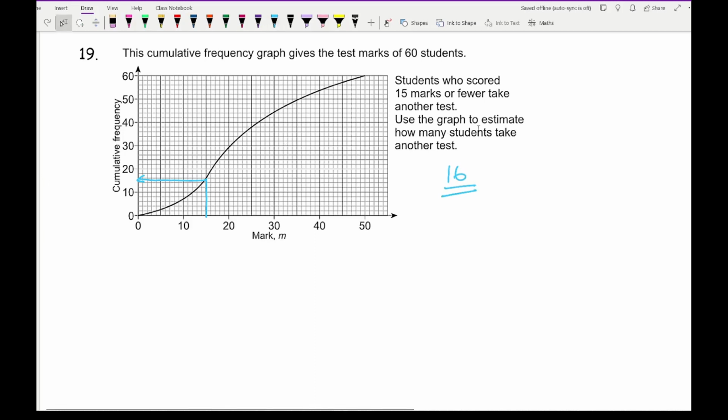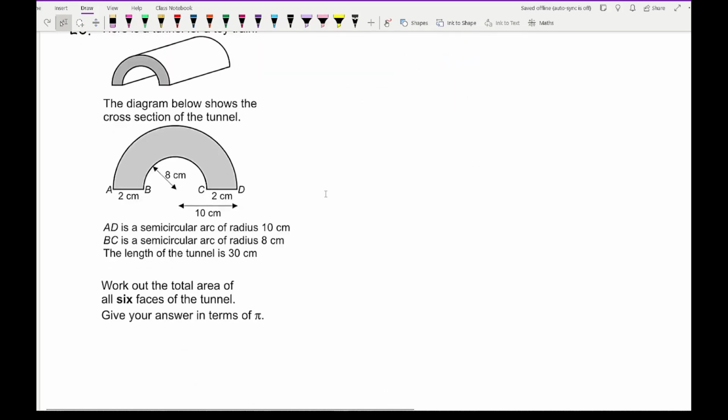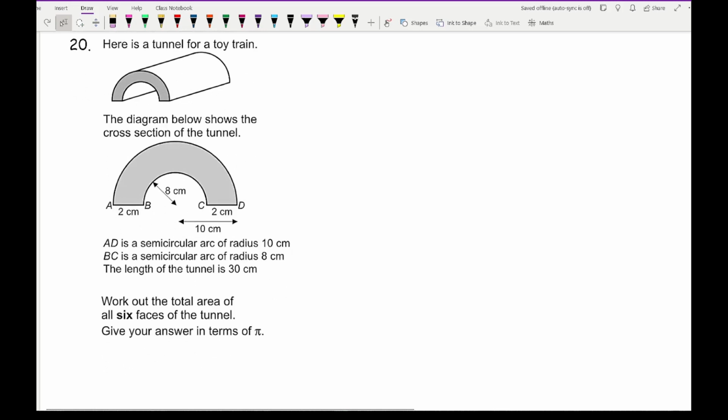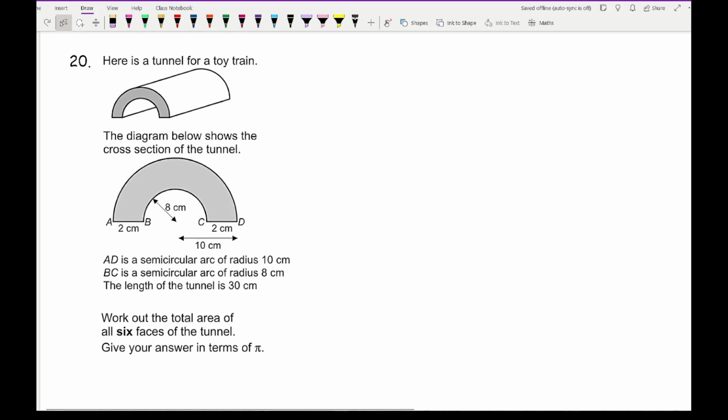Now if it was how many people didn't have to retake, then I would take 16 away from the grand total, which is 60. Then for question 20, it says here is a tunnel for a toy train, and it says the diagram below shows the cross section of the tunnel, and it says AD is the semicircle arc of radius 10, BC is the semicircle arc of radius 8 centimeters. The length of the tunnel is 30 centimeters. Work out the total area of all 6 faces of the tunnel.